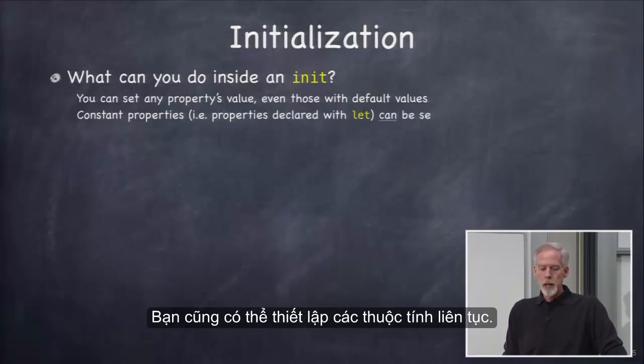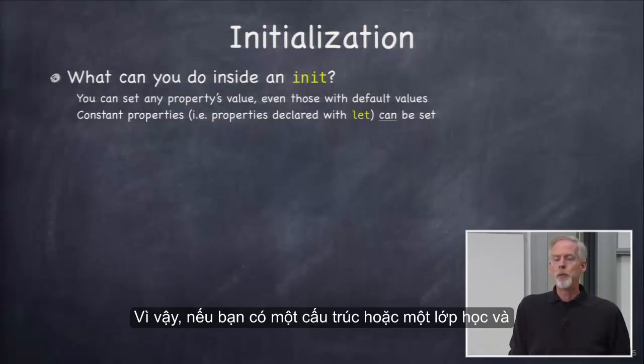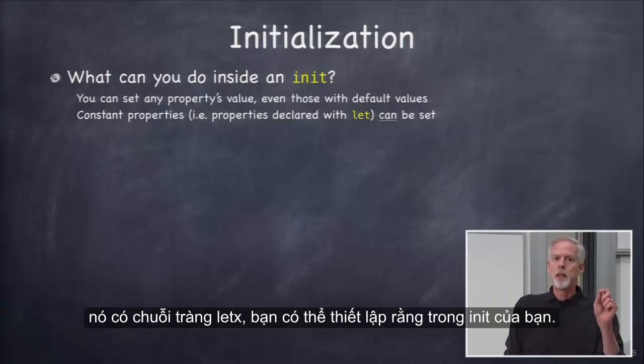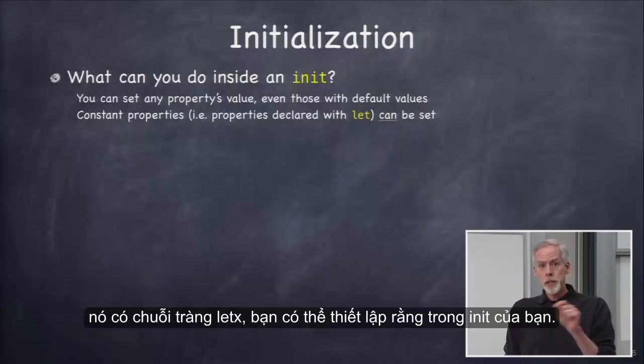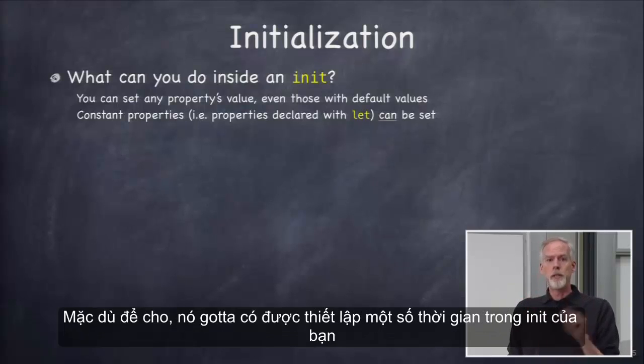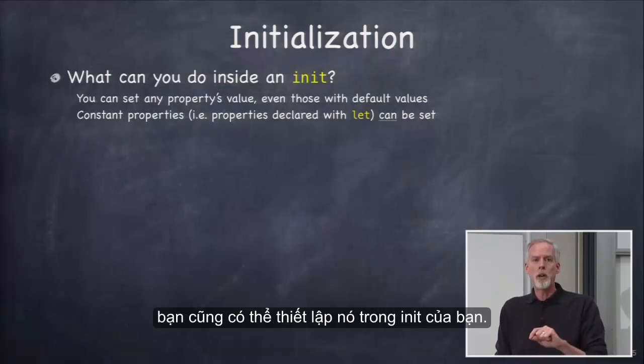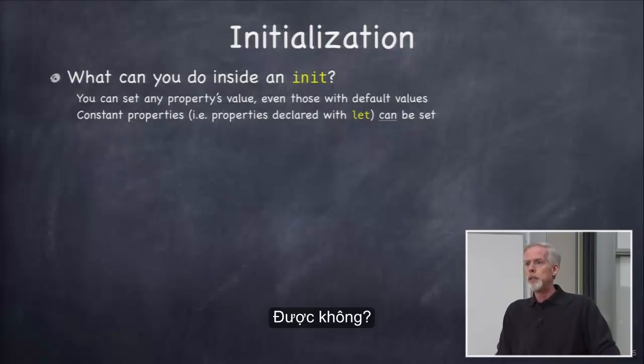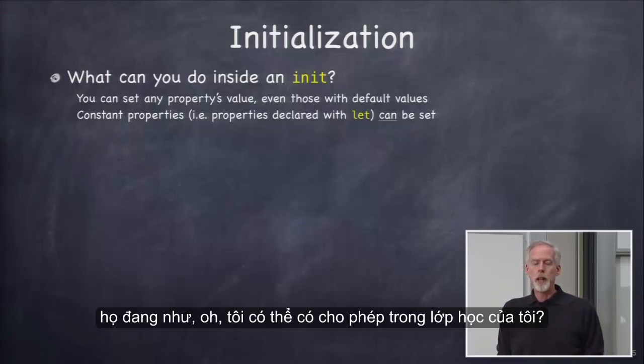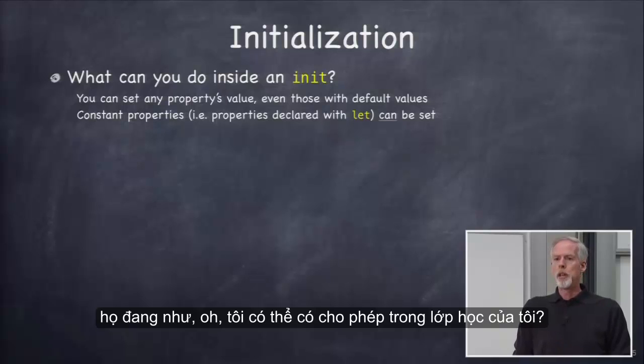You can also set constant properties. So if you have a struct or a class and it has let x colon string, you can set that in your init. Even though it's a let, it's got to get set sometime. In your init is when you can set it. You can also say equals something, but you could also set it in your init. So people sometimes don't realize, like, oh, I can have lets in my class.